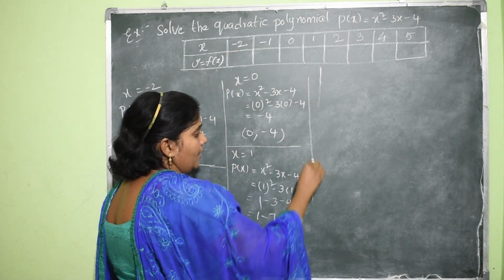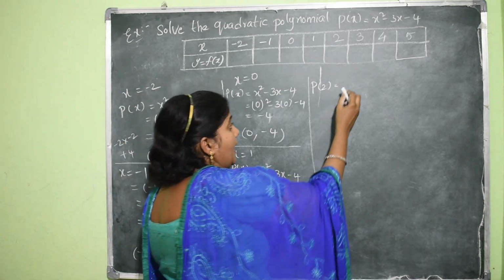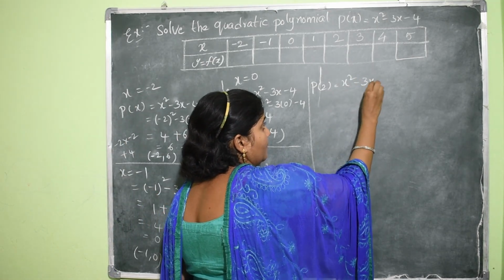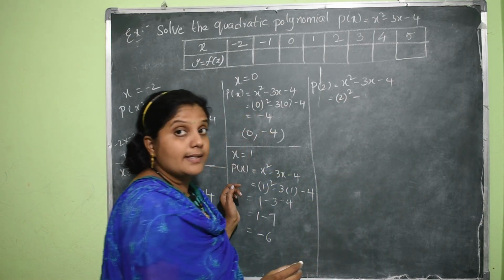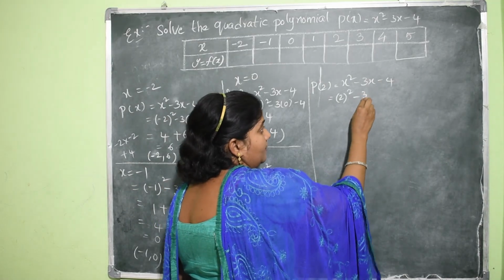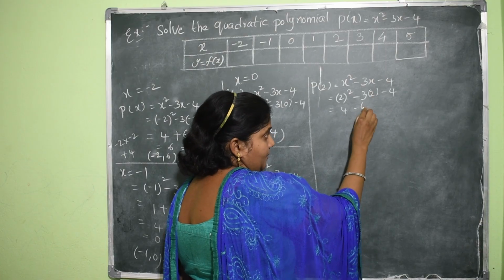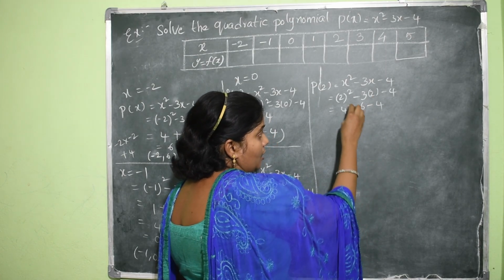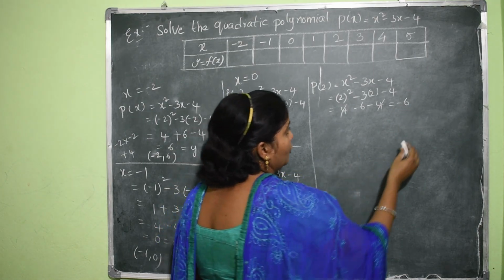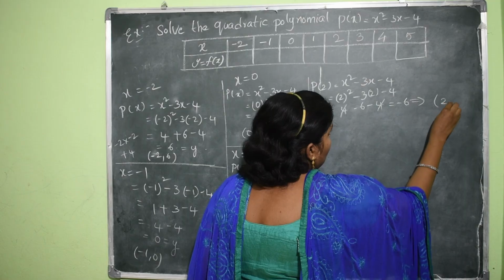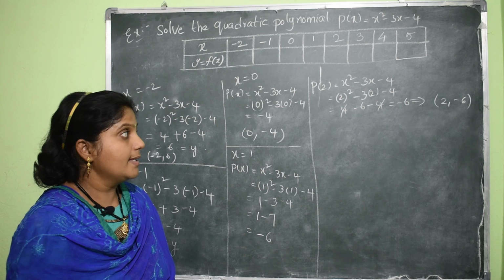Next. P of 2 how much? We need to calculate the same, x square minus 3x minus 4. So x value what we should take? 2. 2 whole square minus 3 into 2 minus 4. So 2 square is 4. Minus 3 into 2, 6. Minus 4. So plus 4 minus 4 get cancelled, that is minus 6. So for p of 2 we got coordinates as 2 comma minus 6.